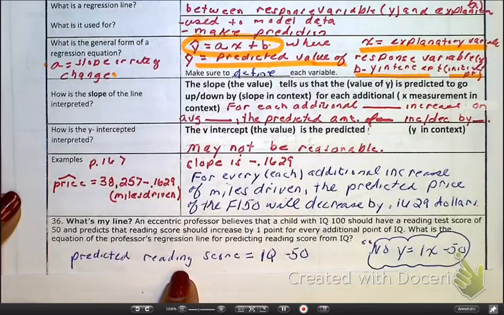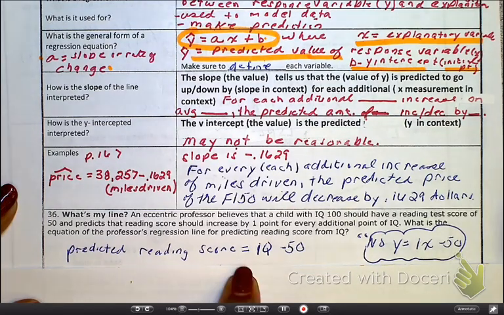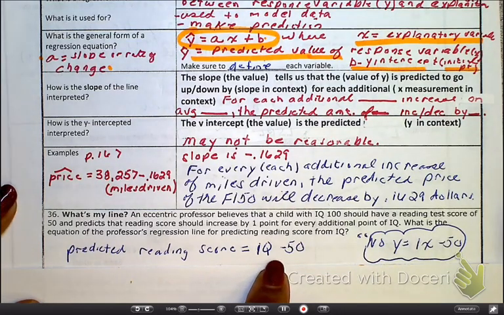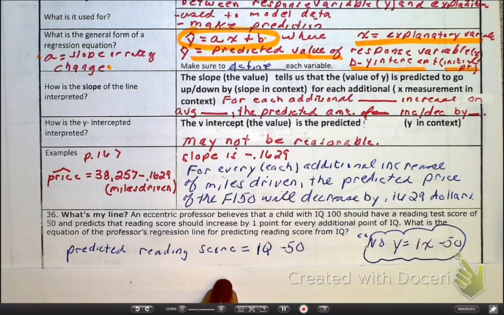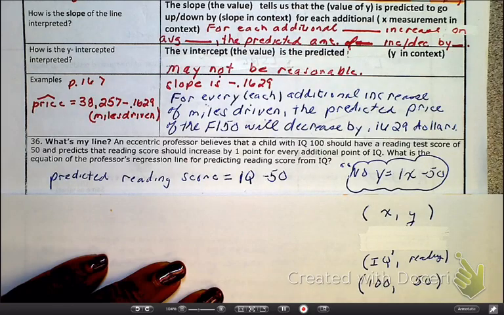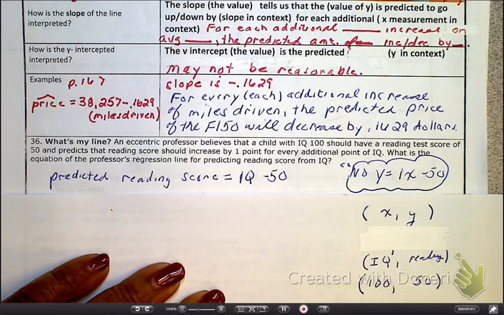Okay, so here, predicted reading score is going to equal 1 times IQ minus the 50, which is the starting value. Now let's talk about where I got this y-intercept right here.